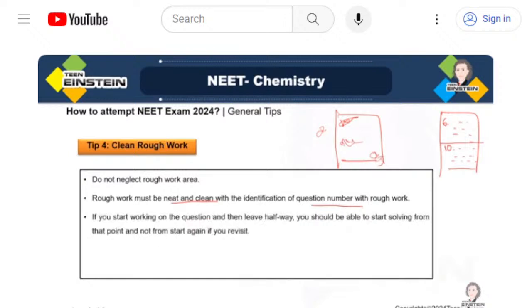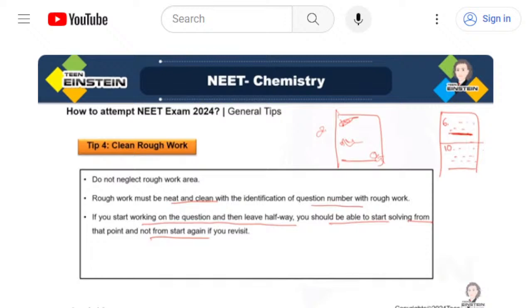Now why am I saying so? Because sometimes you start working on a question and leave it halfway because you are not very comfortable or confident about it. Now if you have some time left after finishing the other questions, suppose you want to come back to that question. Suppose you have done 3 to 4 steps. Now you are coming back and you want to solve it from that point, not from the start again, because starting again would be a complete waste of time.